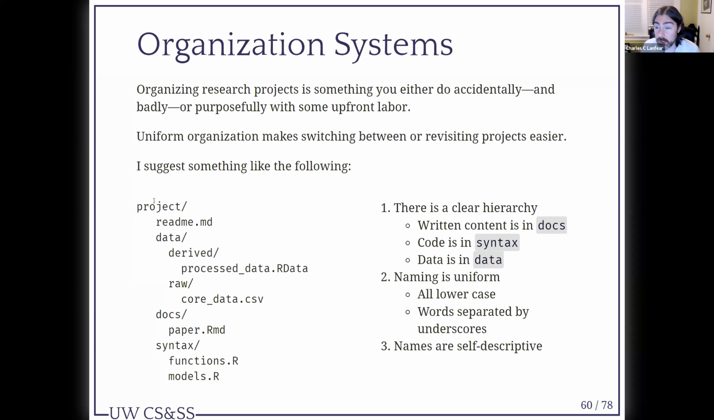The idea here is that there's a clear hierarchy. There's a top level folder for the project. All the written content is in a docs folder. All the code is in a syntax or code folder. The data is all in the data section where I've separated derived, that's processed data, from the raw data, which is read-only and doesn't get messed with. The naming structure is uniform, words are separated by underscores, and all the names are descriptive, okay? If you organize every project this way, you never lose anything when jumping between projects. It's easy to find everything and mess with your work. It's also easy for other people to find, okay? Do something like this, figure out your own system, but stick with it.